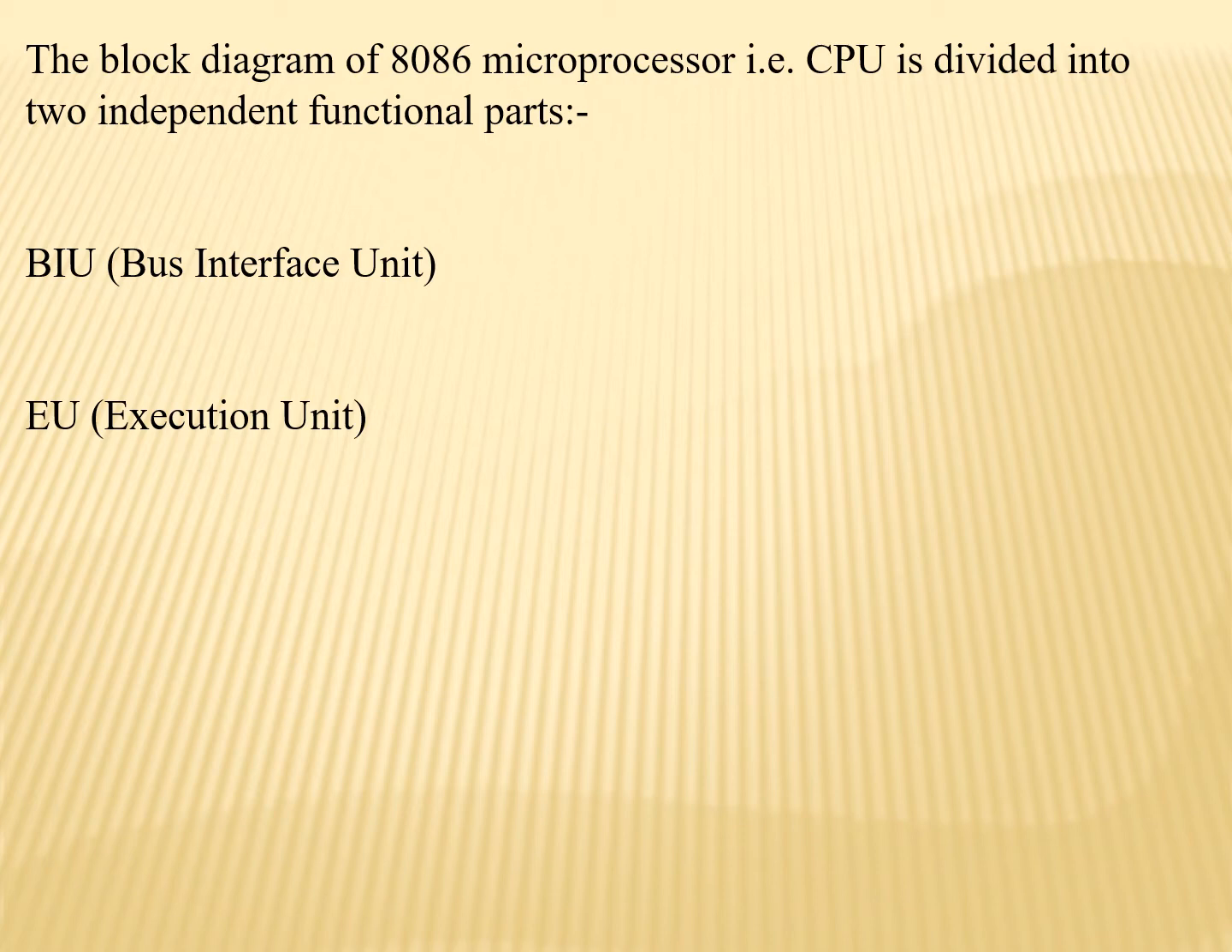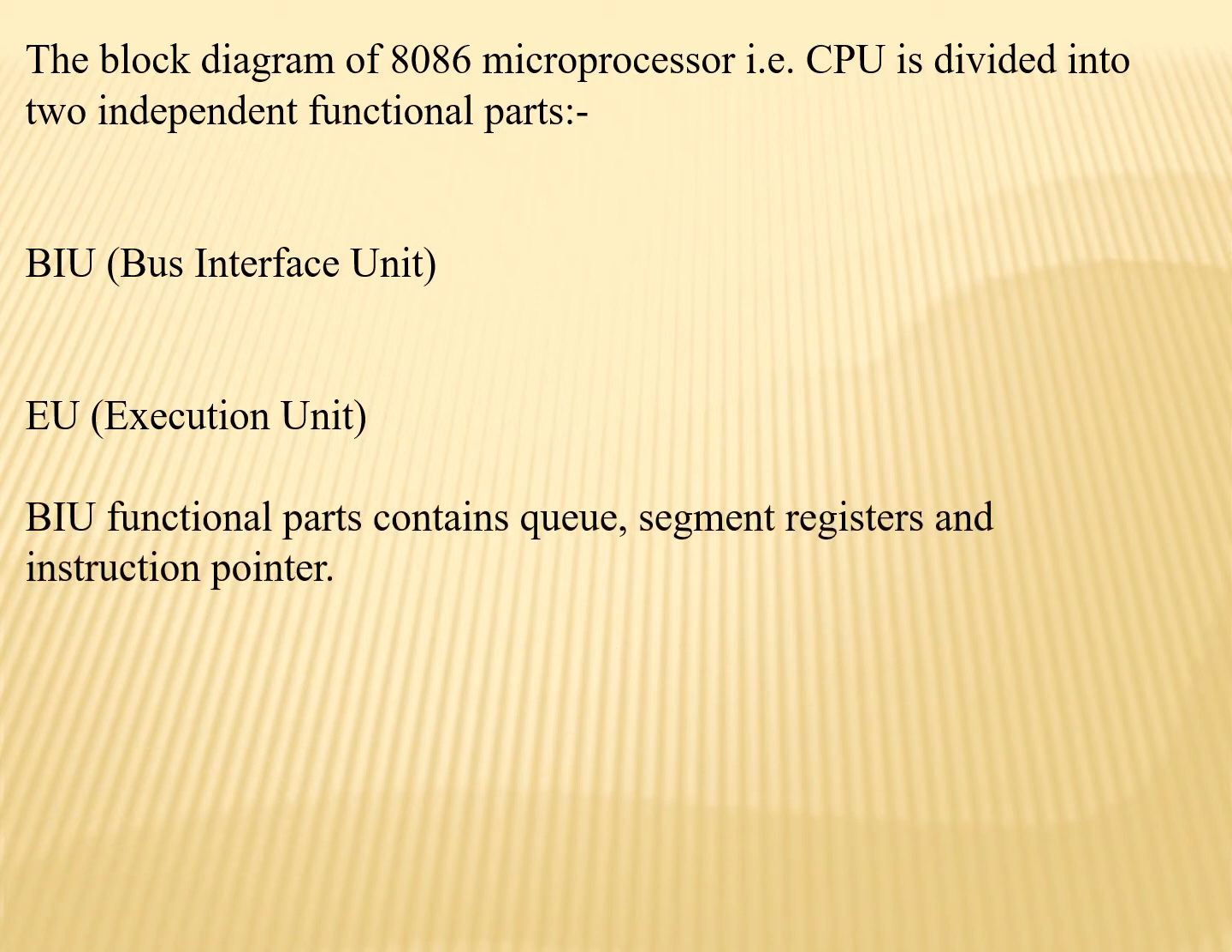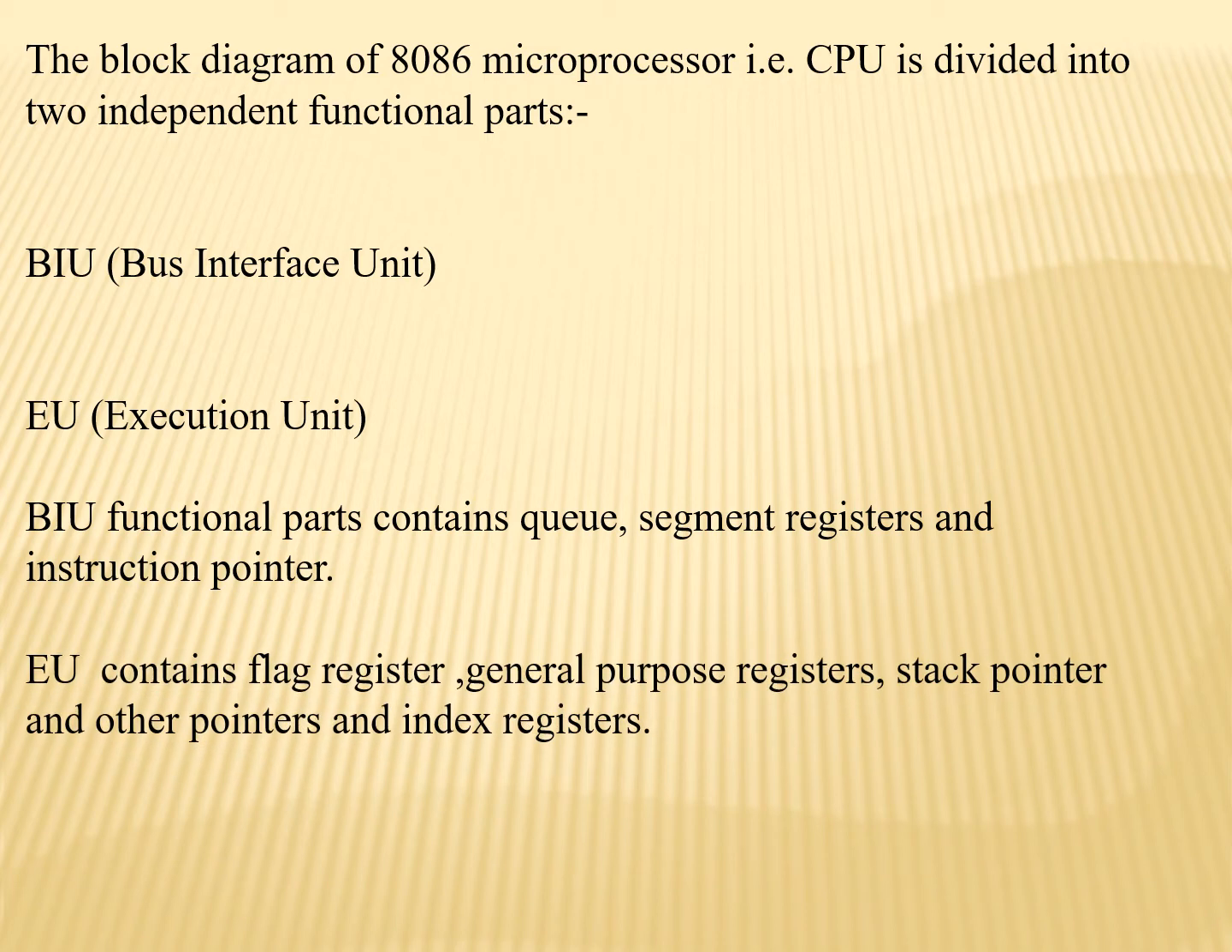The bus interface unit will be fetching the data and decoding it. And the execution unit, as the name signifies, is going to execute. It will also help the bus interface unit to decode. Again, the primary function is fetch, decode and execute. Fetching and decoding will be done by the bus interface unit. The execution unit will help the bus interface unit to decode and it will execute. The BIU contains the queue, segment registers and instruction pointer. The execution unit contains the flag register, general purpose registers, stack pointer and other pointers, and index registers.